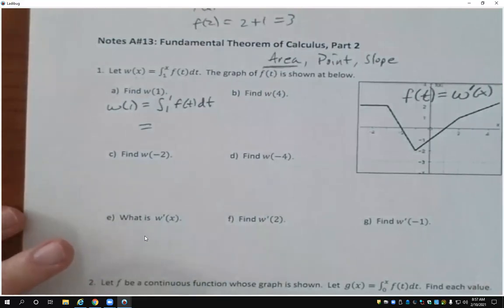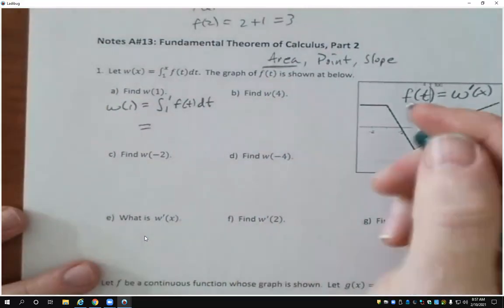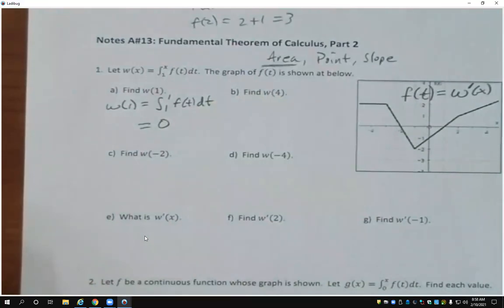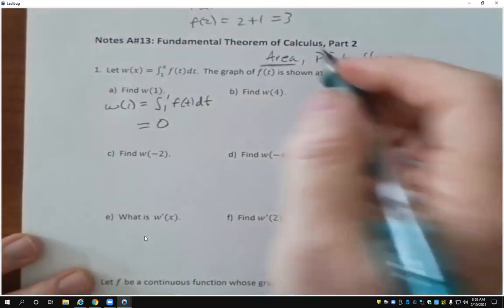Anyone out there? Integral from 1 to 1. 0. That is correct. All right, I saw someone did type it into the chat. All right, so now let's go on to B here.